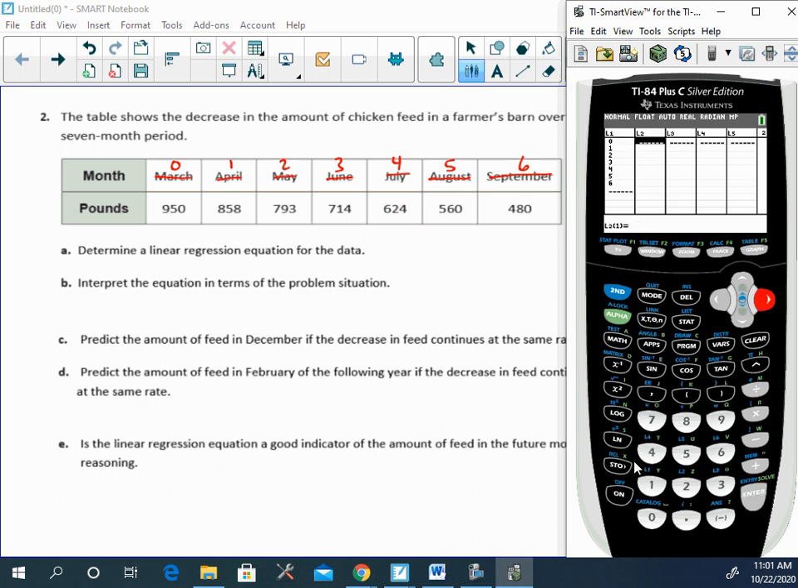And then we hop over and we put the other values in our L2. Be careful that you don't mess them up here. If you mess up here, it's going to mess up the whole problem.